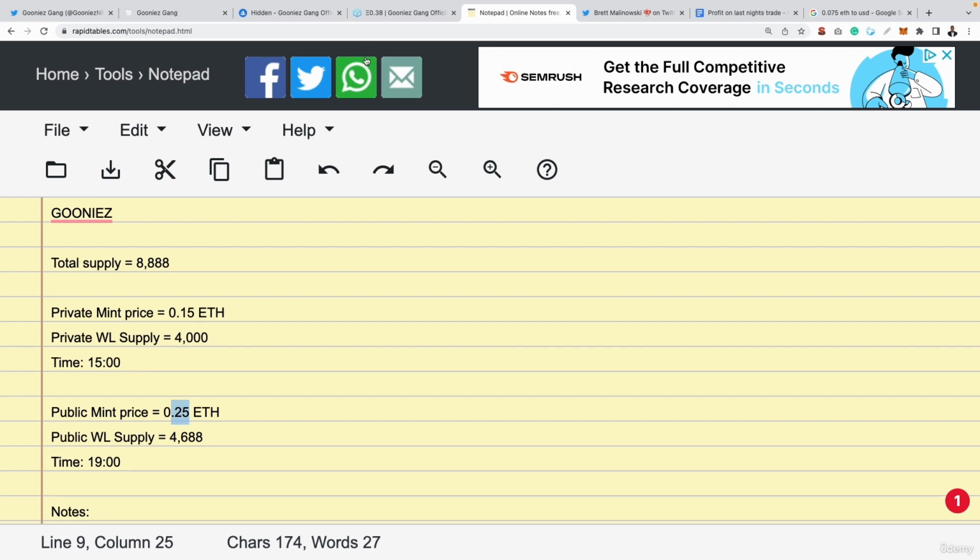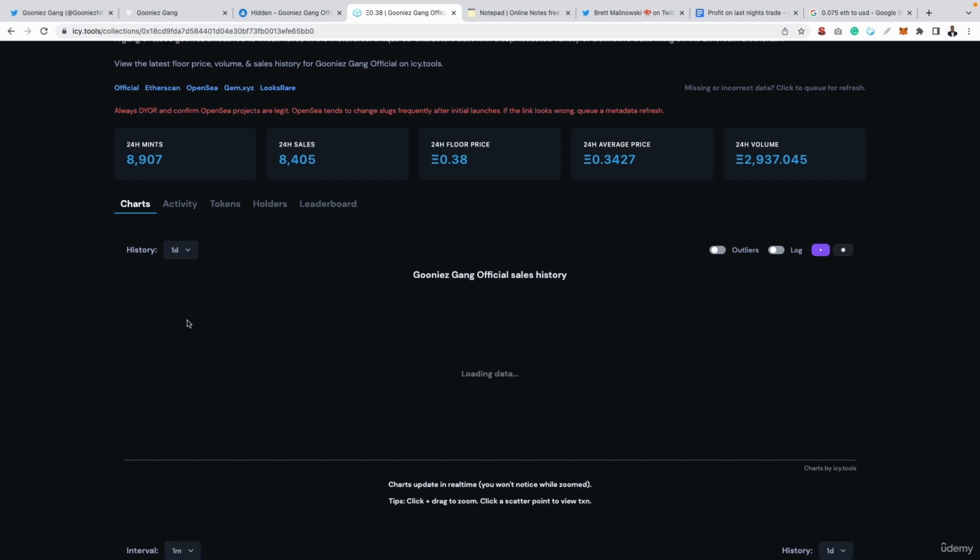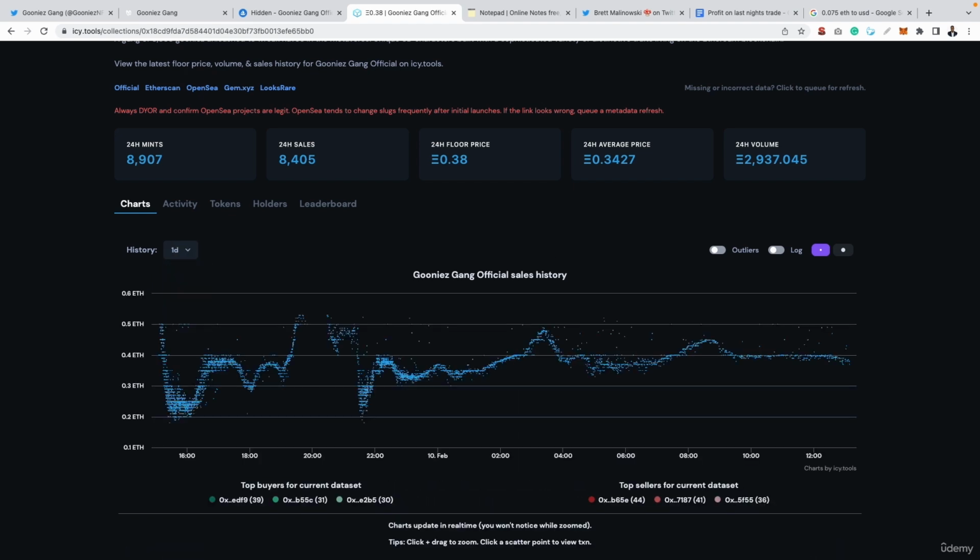Let's go ahead and look at the chart in IC Tools for Goonie Gangs, and you can see exactly how it performed. If I change it to 1 day ago, as of course this dropped last night, and as you can see, we have 4 p.m. right here, 1600. So 3 p.m. is going to be roughly about here, which is when the private whitelist happened.